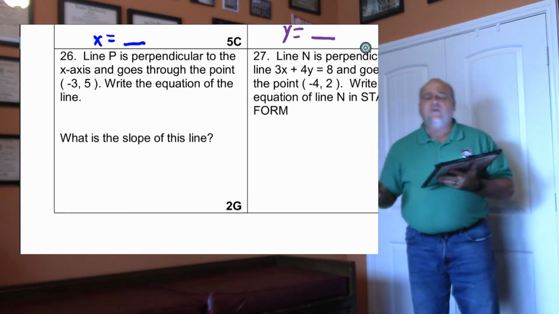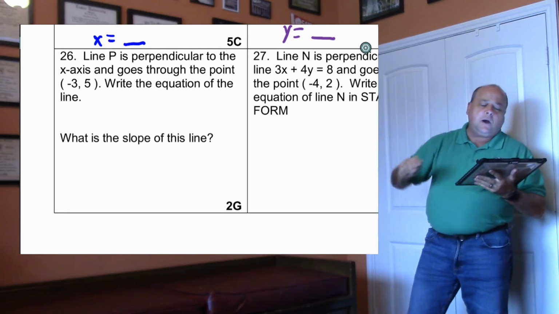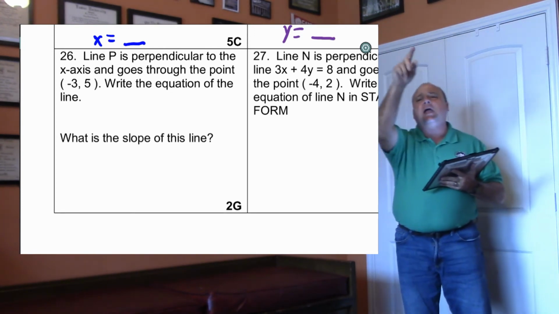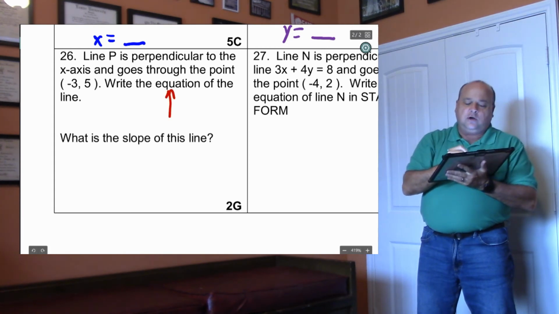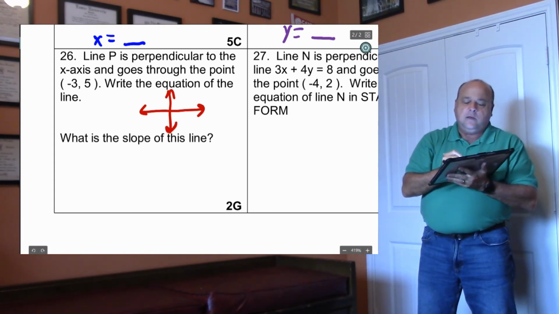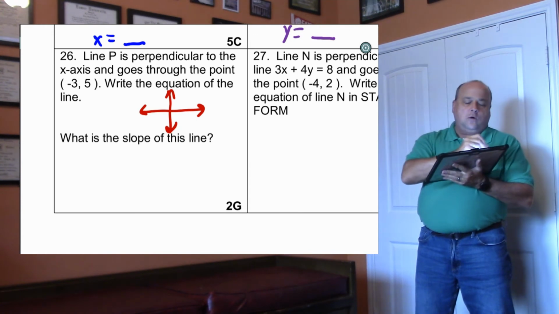Oh, let's go to number 26. Line P is perpendicular to the x-axis. Draw a picture of this. Please don't miss this. So you're going to draw your x and y axis, okay, and then we're going to draw our ordered pair.